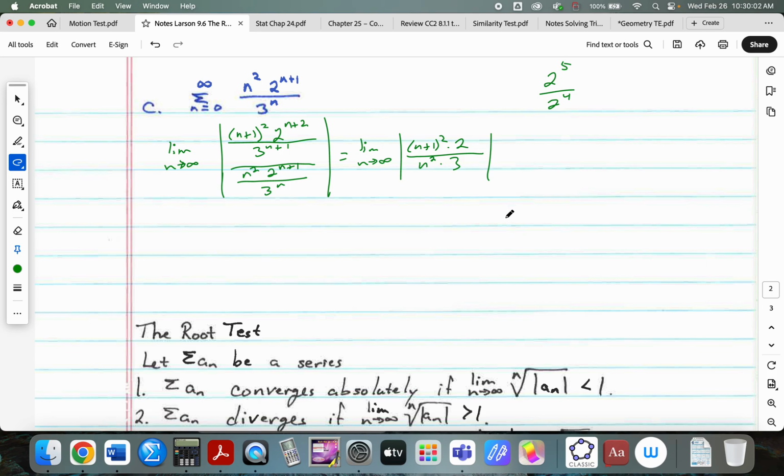All right, then as n goes to infinity, n plus 1 squared over n squared is going to go to what? 1. So this is equal to 2/3, which is less than 1, and therefore this series converges absolutely.